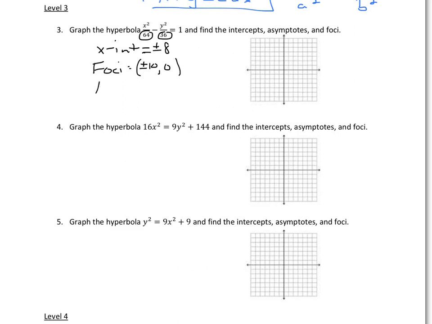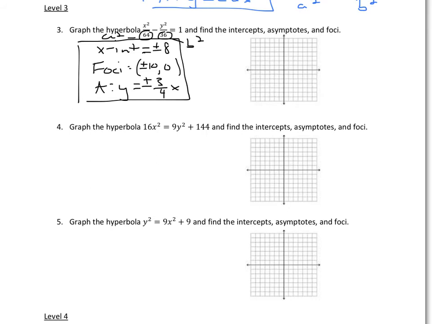And the asymptotes are y equals plus or minus some slope times x. Now if you look at your notes from the last page, you know that it's b over a. Okay, b comes from this, a comes from this. So the square root of 36 is 6, square root of 64 is 8, so plus or minus 6 over 8, which reduces to 3/4. So there's all the information we need. Now we can use that information to draw our graph real quick.